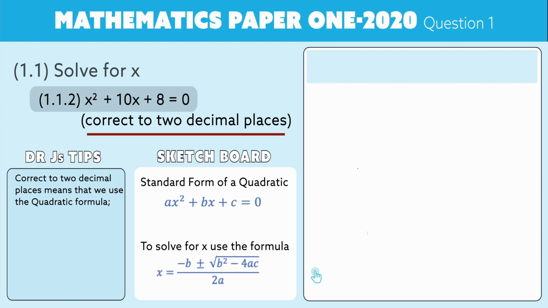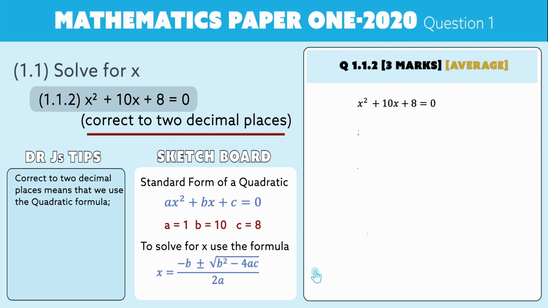Now, I always say to my students as well, write down what a is. So let's go to the equation. A is what is in front of x squared. So a will be 1. B, in this case, is what's in front of x. That is 10. And c is the constant. C is equal to 8. Okay. So let's go for the formula.